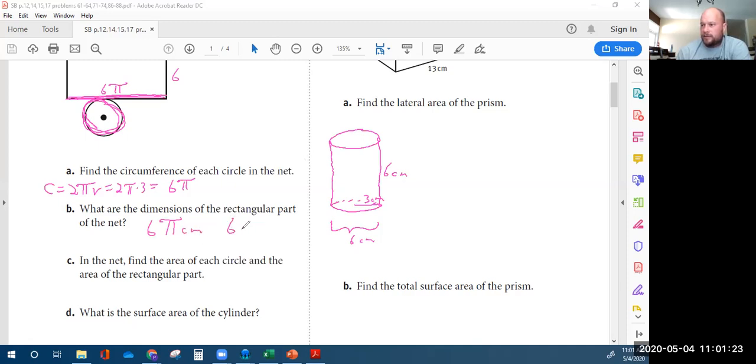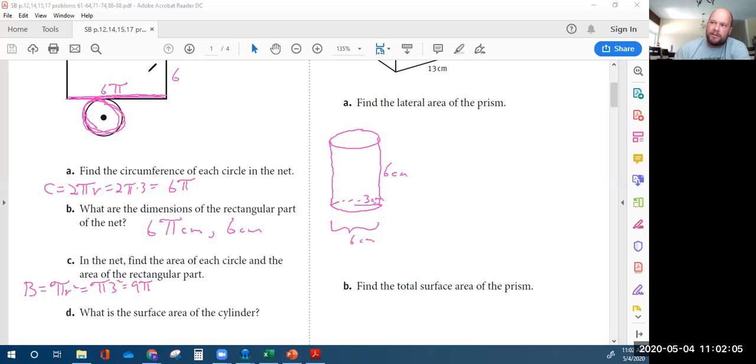Again, if you want to put centimeters on each one of those, because we are in 2 dimensions. In the net, find the area of each circle and the area of the rectangular part. So again, those circles, those are our base parts. We're finding the base area here. So for the circle, I'm just going to go ahead and use big B because that's actually our base area there. So area of the base is pi r squared because it's the circle. Plug it in. The radius again is 3. So that's 9 pi.